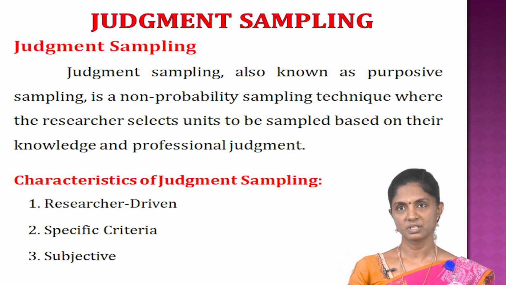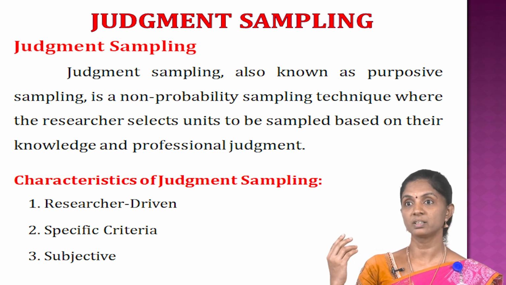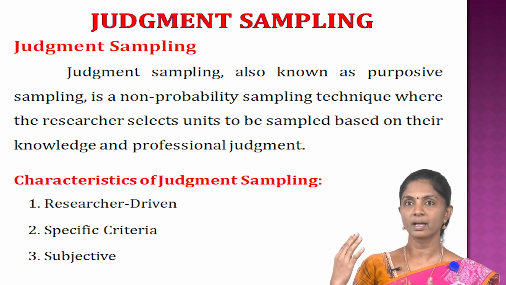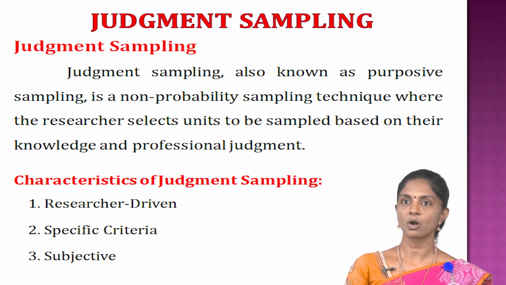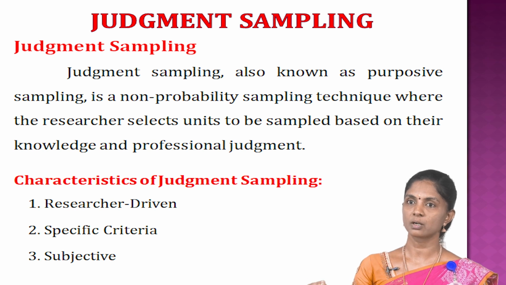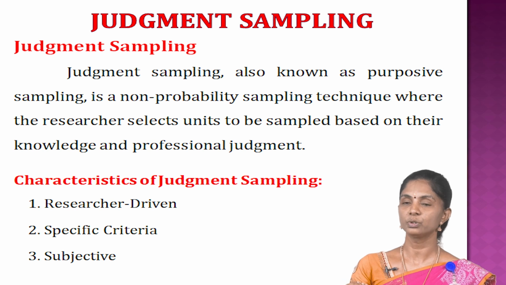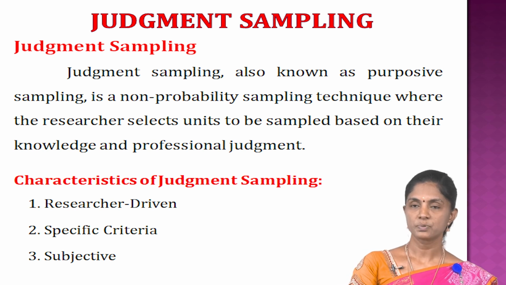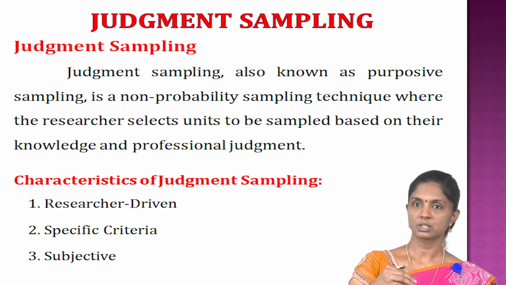The characteristics of judgment sampling: researcher driven. The selection process is based on the researcher's specific expertise and knowledge about the population. So the researcher has a high level of knowledge about the population. Specific criteria: the individuals or groups are chosen because they meet specific criteria that are relevant to the research objective. Subjective: the method relies on the researcher's discretion, making it inherently subjective.